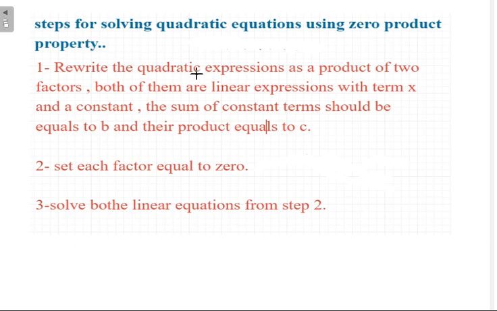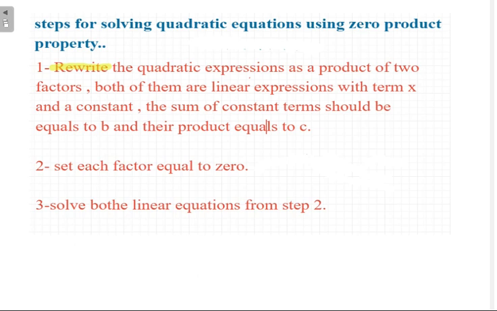First, I have to rewrite the quadratic expression as a product of two factors. All I need to apply the zero product property, which states if two factors are multiplied to each other equals 0, then the first one is 0 or the second one is 0. So in this case, I need two factors. So I have to rewrite the equation as a product of two factors. Both of them are linear expressions with term x and a constant.